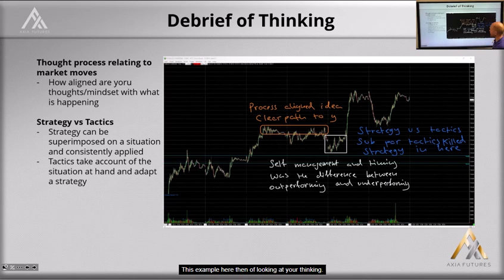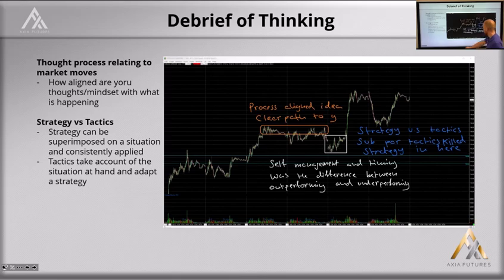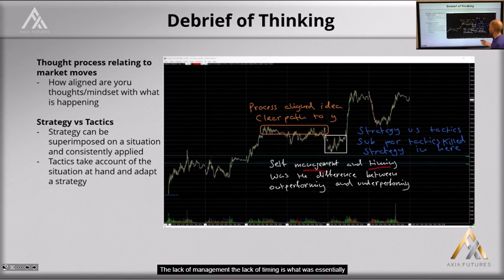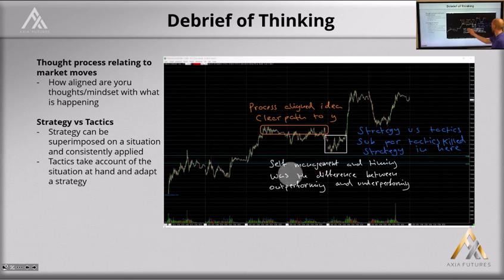There's an example here then of looking at your thinking on the day. So rather than just annotation of where the market was, what happened, how it moved, this is then looking at your thought process within the day. So process aligned idea, clear path to the move. Self-management and timing was different between outperforming and underperforming. So the point being made here is that whilst the idea is good, the lack of management, the lack of timing is what's essentially caused the problem. Strategy versus tactics, subpar tactics kills strategy in here.